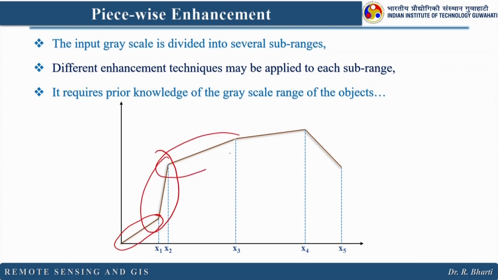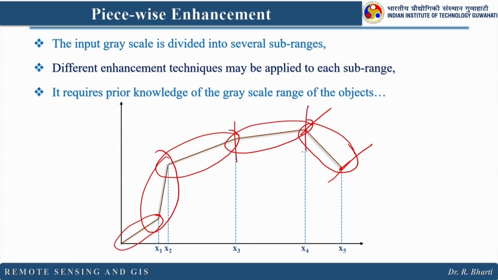slope in different portions, right, which indicates there is a range of values starting from here to here, right. So we can select this particular range of DN values, and you can apply either logarithmic or exponential, negative, or linear stretching. In this you have freedom to apply.